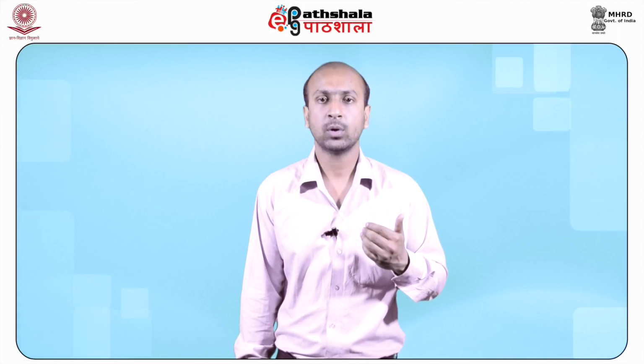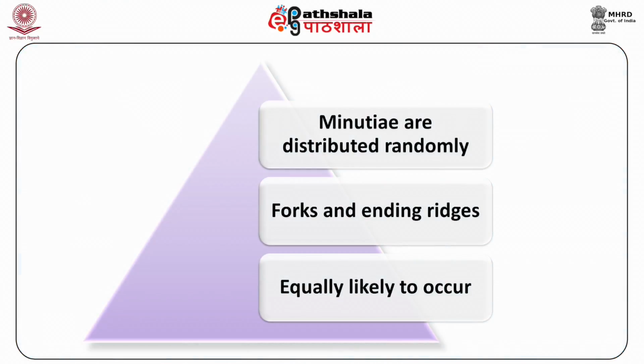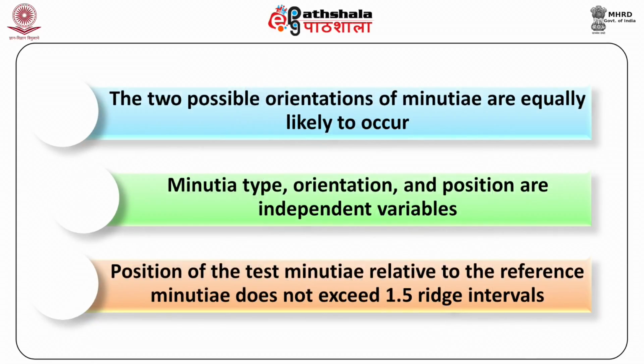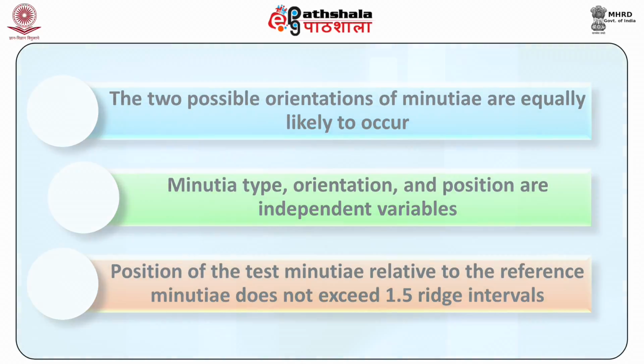Trauring made the following assumptions. Minutiae are distributed randomly. Next, there are 2 minutiae types, forks and ending ridges. Next, the 2 minutiae types are equally likely to occur. Next, the 2 possible orientations of minutiae are equally likely to occur. Next, minutiae type, orientation and position are independent variables. Next, for repeated registration of one individual's finger, the uncertainty in the position of the test minutiae relative to the reference minutiae does not exceed 1.5 ridge intervals.